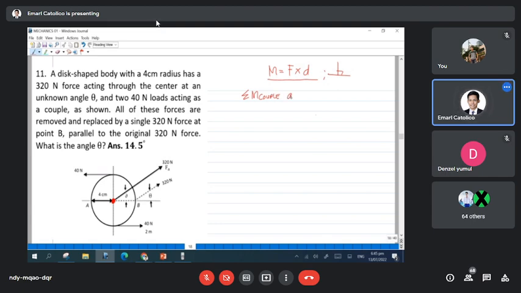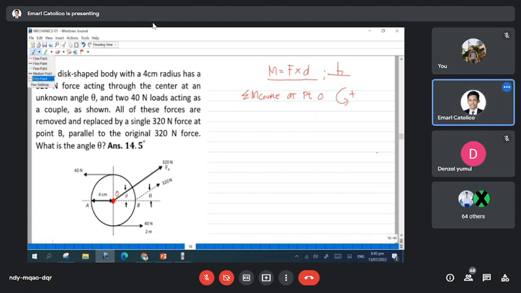At point O, let's say point O yan. Okay? So, assume natin na counterclockwise rotation is positive. Okay ba? Kung gusto nyo clockwise, kayong bahala kung ano i-assign nyo.